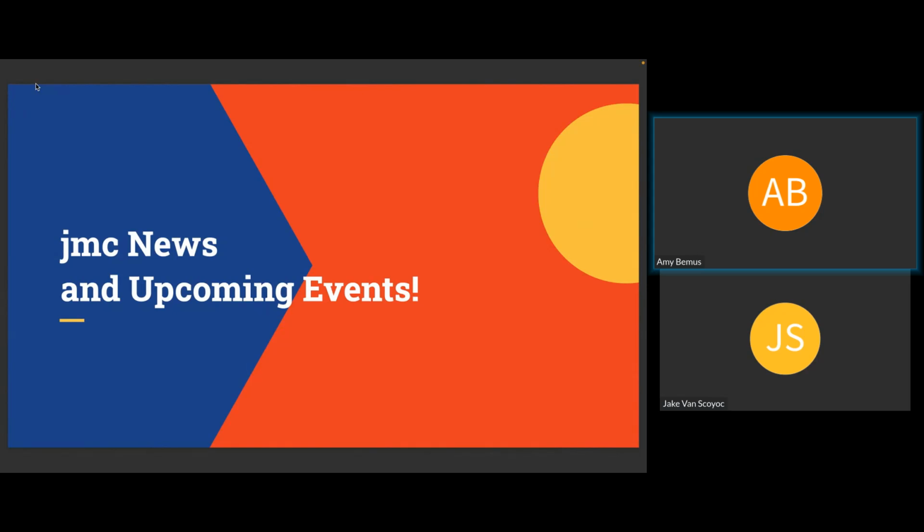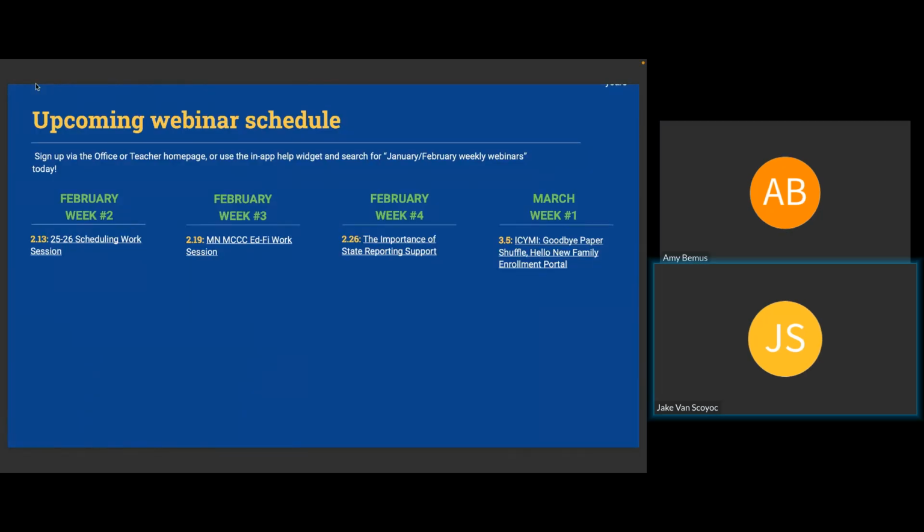All right, let's take a look at some JMC news and upcoming events. Upcoming webinar schedule: we have that 25-26 scheduling work session set up for tomorrow. Bring your questions to that. If you've started your scheduling process and you have questions like how do I use this or how do I do that, we're going to go through, at a high level, each of the basic scheduling pieces that you would use and answer your questions from there.